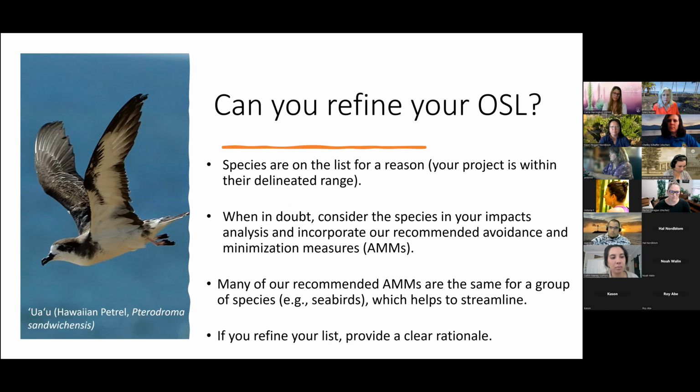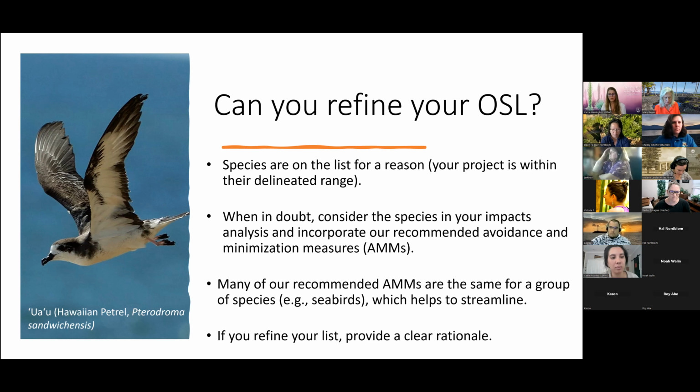Sometimes when partners get their official species list, or the draft list, which is what we don't recommend submitting to our office, the number of species can be quite overwhelming. But we want you to keep in mind that IPAC provides species with ranges that overlap the project area. That doesn't mean that those species are actually in the project area.